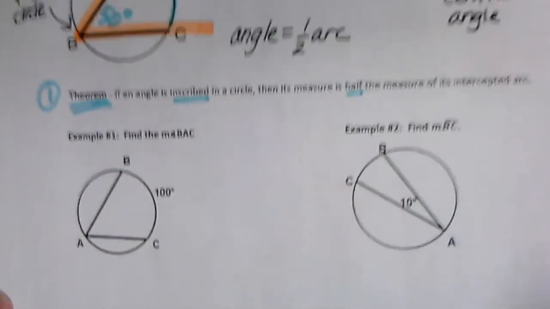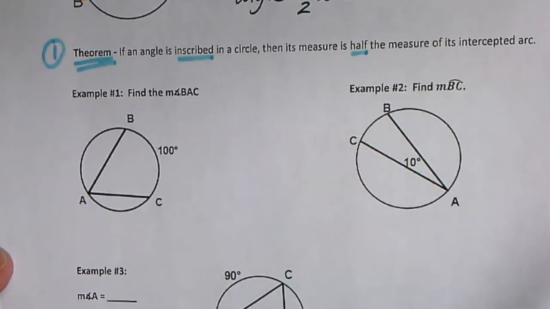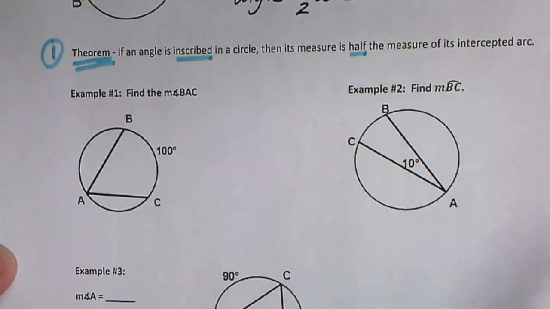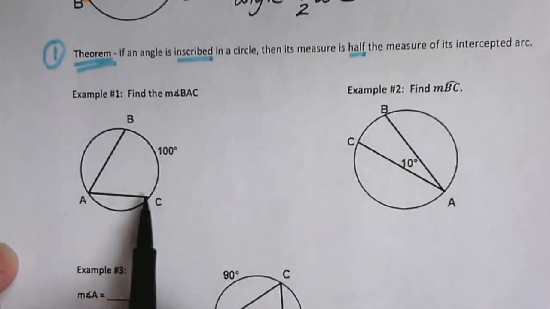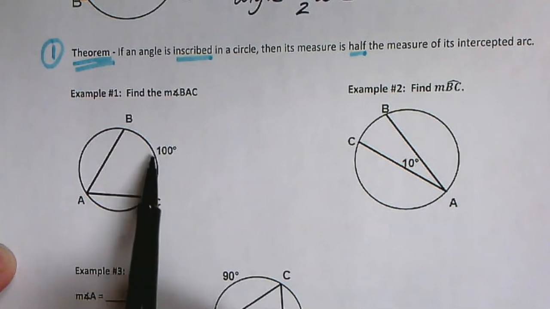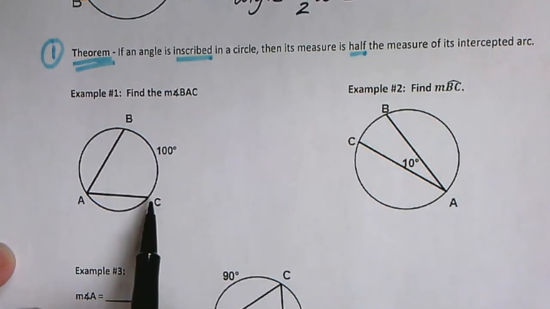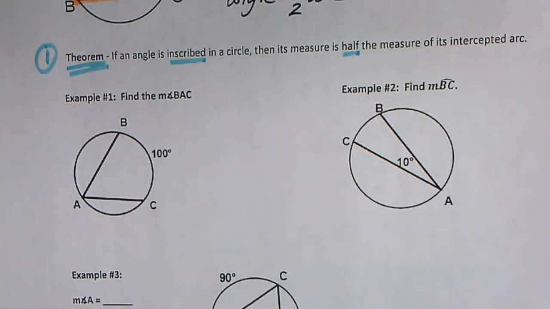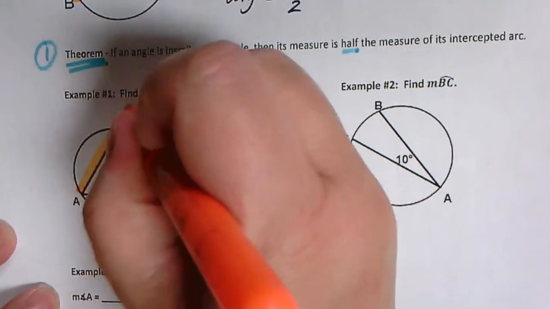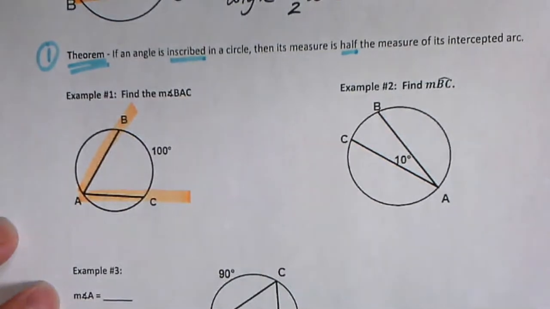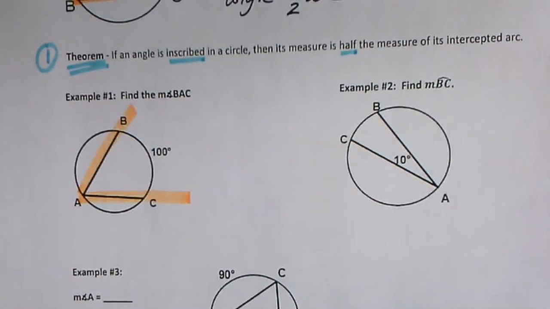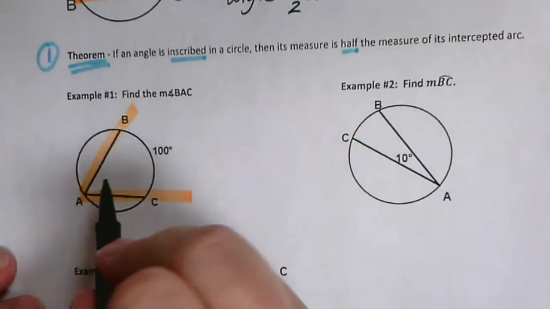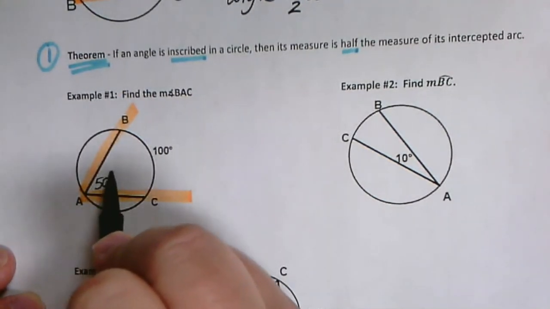Okay, so here's a couple of examples using that property of inscribed angles, that theorem, and one I just did. Example 1, find the measure of angle BAC if the arc BC is 100 degrees. There's my angle. That's the inscribed angle, and BC is the intercepted arc, so my inscribed angle is going to measure 50 degrees.